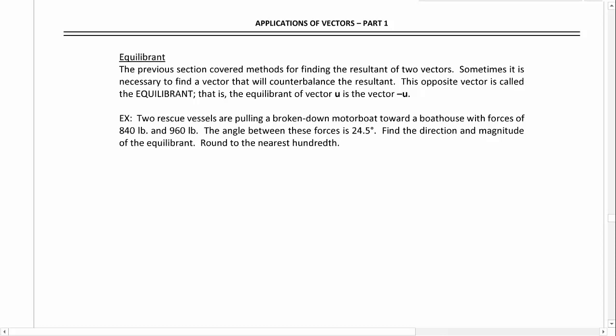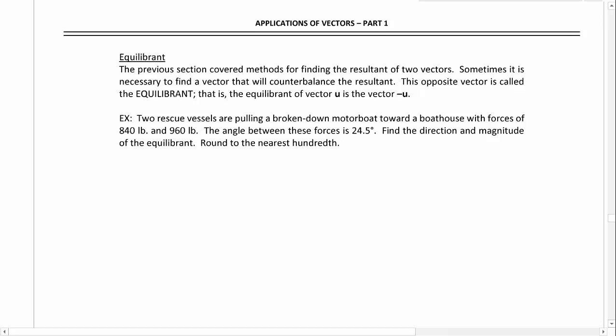So to find the equilibrium, we're going to have to find the resultant vector first. It's going to have the same magnitude, because we know that the magnitude of a vector and the opposite vector are equal to each other. And then when we find the direction, we just need it to be going in the opposite direction of our resultant vector. So once we get our angle for our resultant vector, we'll simply add 180 degrees, and that'll have it going in the opposite direction.